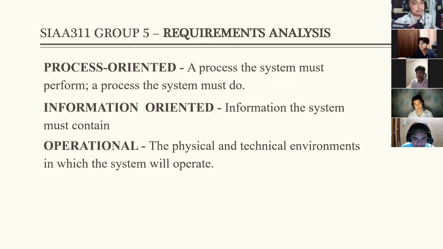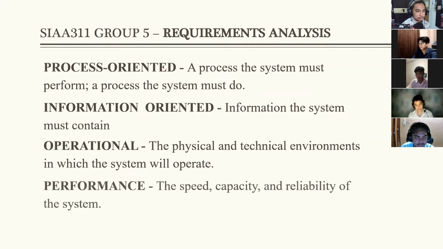Operational. The physical and technical environments in which the system will operate. For example, the system can only work in a web browser. The system can be compatible with the newer versions of the browser. Performance, the speed, capacity, and reliability of the system, which includes that the system's interaction with users should not exceed 3 seconds. The capacity of the system can hold 100 users simultaneously. Also, the system will be available 24 hours per day.